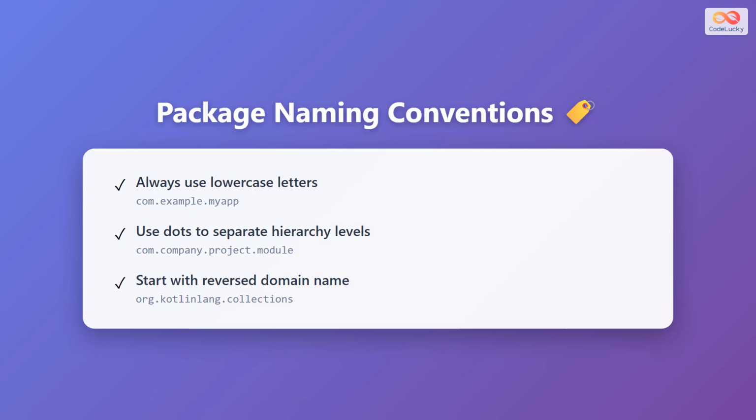When naming packages in Kotlin, follow these important conventions. First, always use lowercase letters. For example, com.example.myapp, not com.Example.MyApp. Second, use dots to separate hierarchy levels, creating a clear structure like com.company.project.module. Third, start with a reversed domain name to ensure global uniqueness. For instance, if your website is kotlinlang.org, your packages would start with org.kotlinlang, followed by specific module names like collections or utilities.